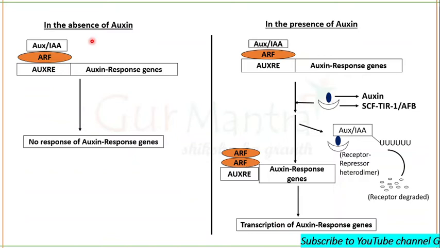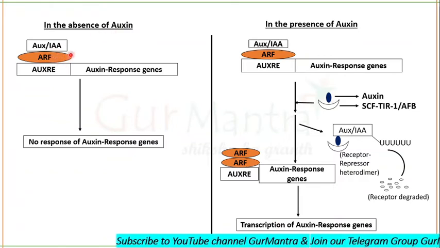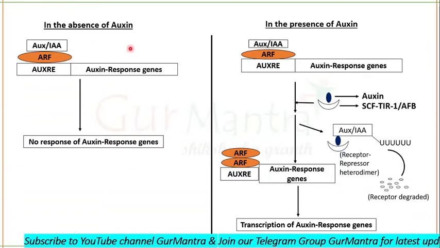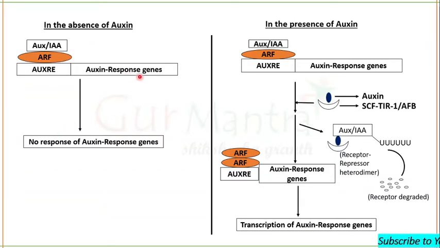In the absence of auxin, the repressor is binding to the activation factor. The activation factor fails to perform its function, so all other functions will be halted, like auxin response genes will not be able to perform their function.